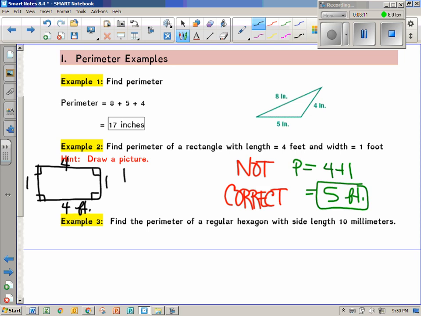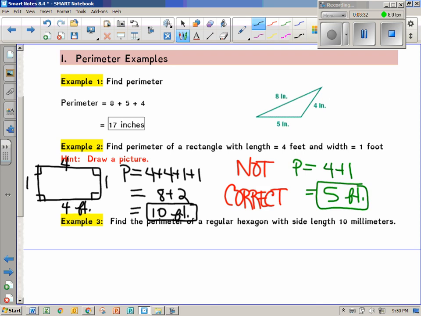So now I would say perimeter is 4 plus 4 plus 1 plus 1, which is 8, and 2, which is 10. And the unit is feet. And yes, it is critical that you write the unit down.